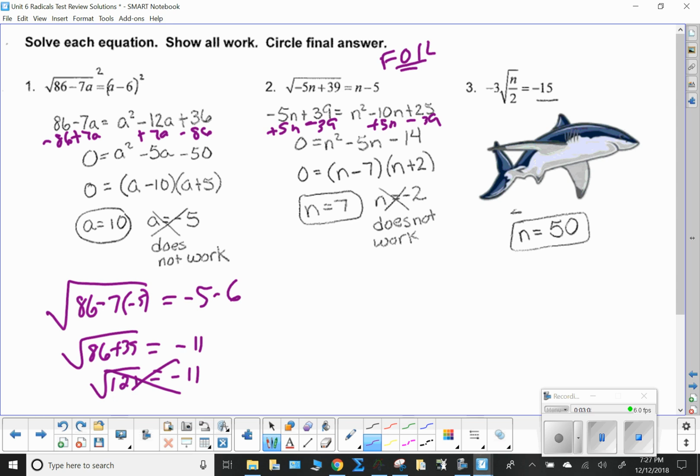You have to check them. Notice this is the square root. It's asking for the positive square root. If I put a negative in, it's not going to work. I can then check the 7, and it does, in fact, work. Okay?